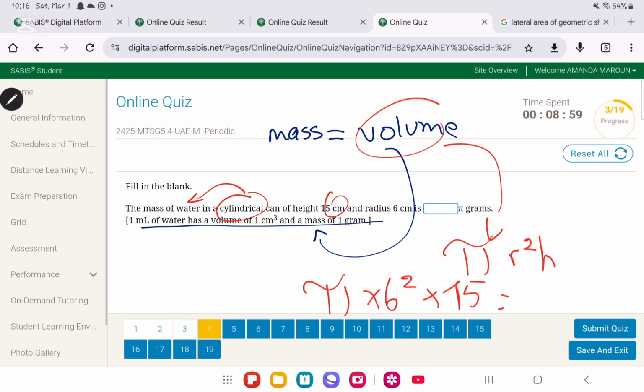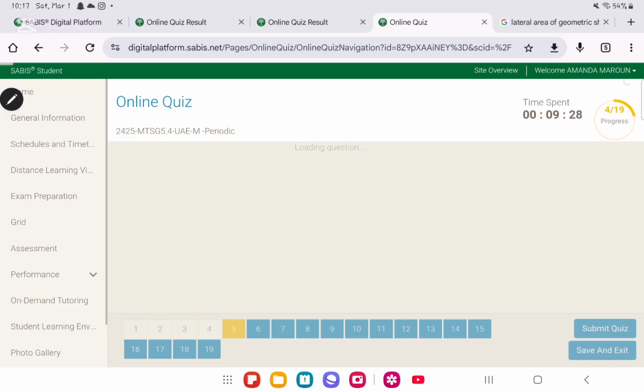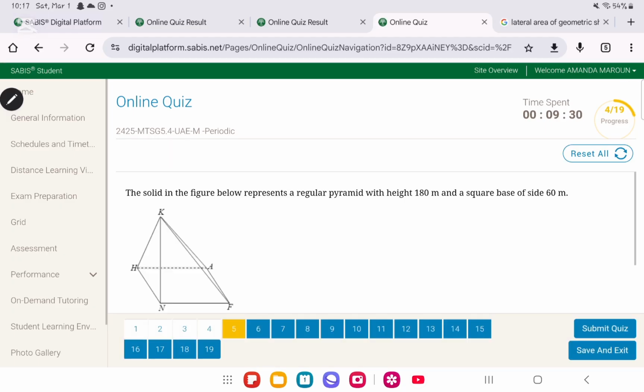This question cannot be any easier. Everything is given to you. You just need to memorize. So it becomes 6 squared times 15. You are going to get 540 pi grams. Okay, so we will move on to question number 5.